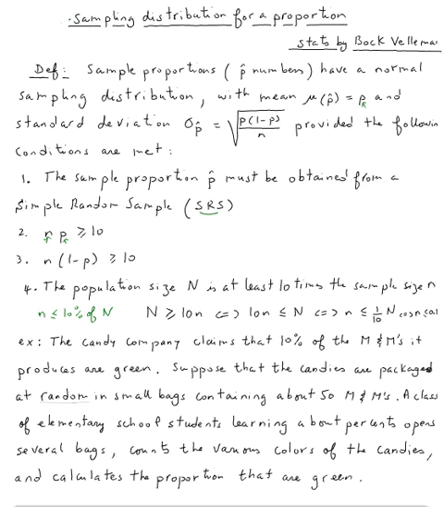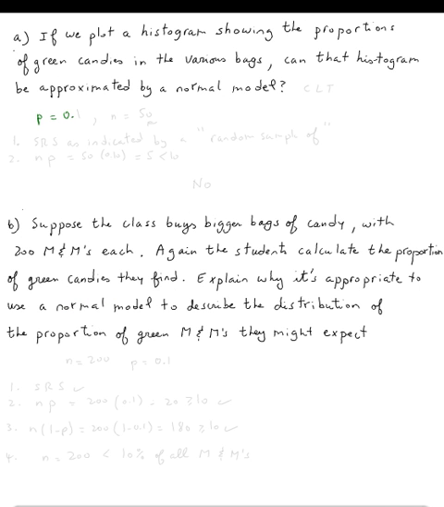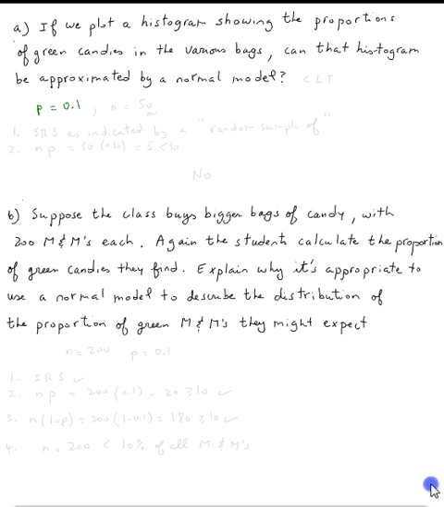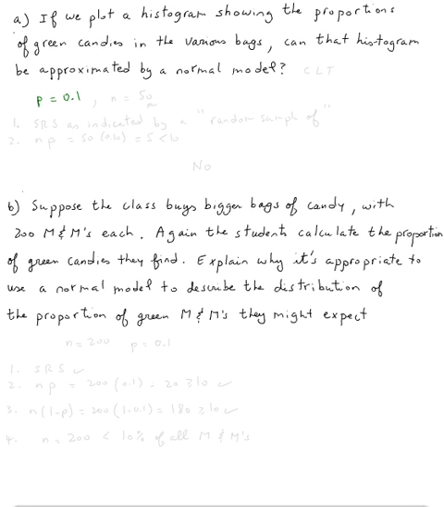All right, so let's do this example. The candy company claims that 10% of the M&Ms it produces are green. So this means that letter P is equal to 0.10. So let's write it here. P is equal to 0.1 or 0.10, same thing. What else? Suppose that the candies are packaged at random in small bags containing about 50 M&Ms. So letter N is equal to 50.